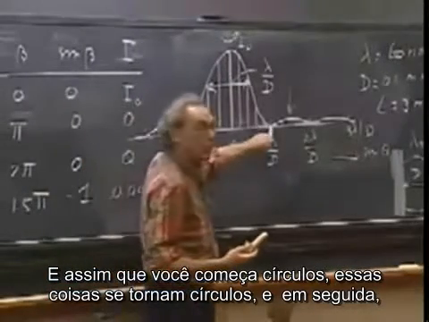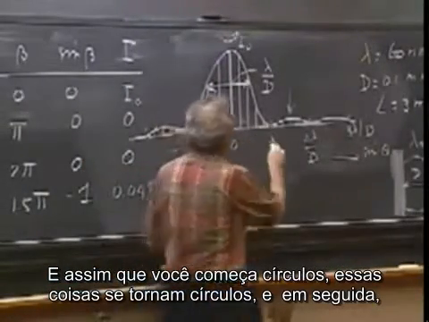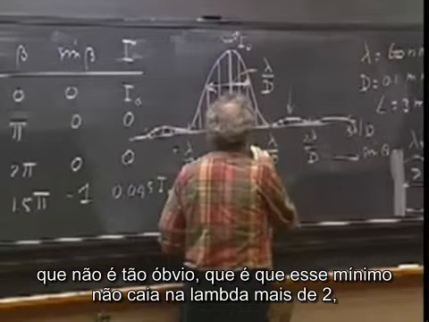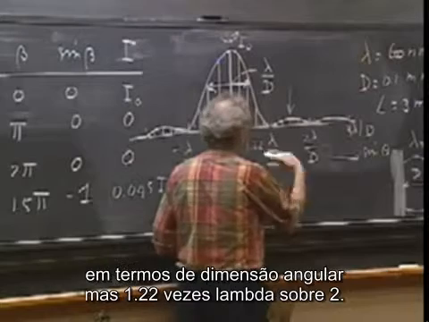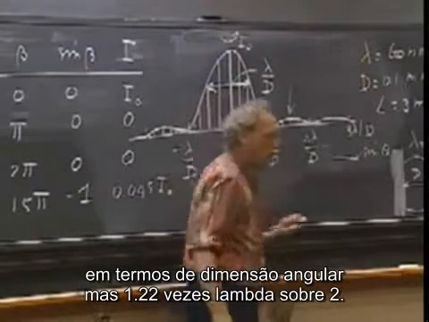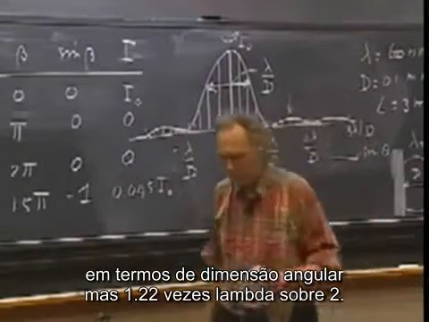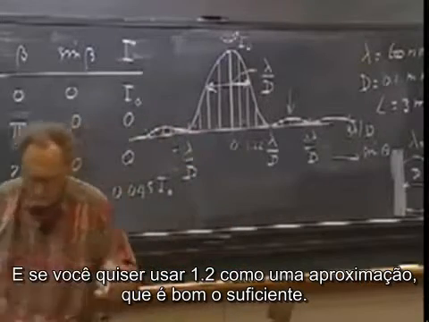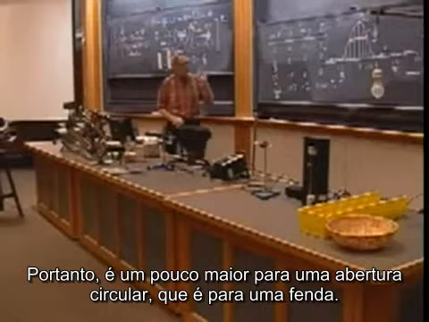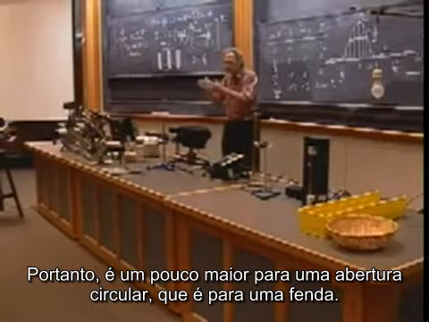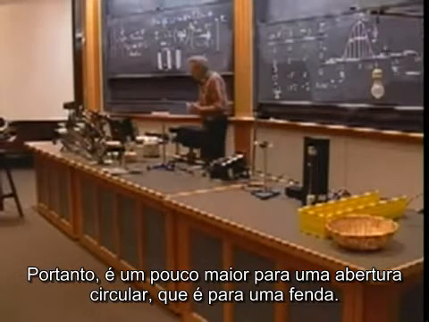These things become circles. And then, which is not so obvious, this minimum doesn't fall at lambda over d in terms of angular dimension, but at 1.22 times lambda over d. And if you want to use 1 or 2 for an approximation, that is fine enough. So it's a little larger for a circular opening than it is for a slit.